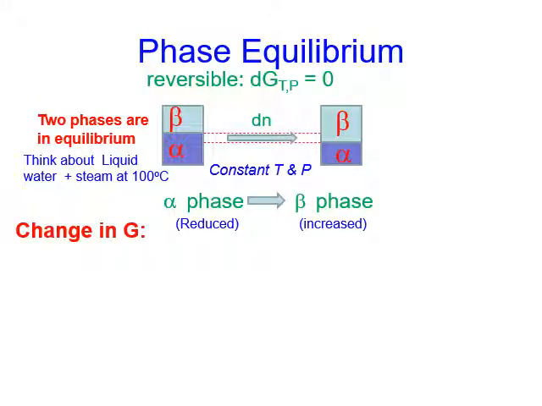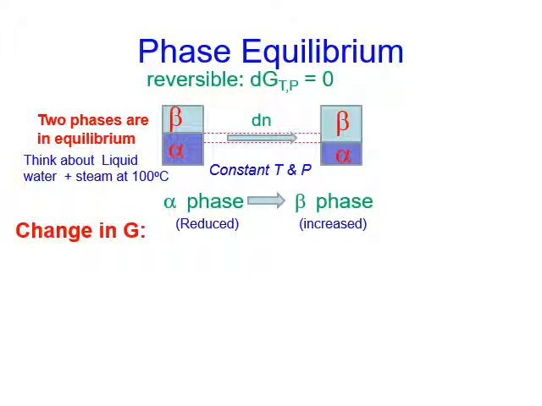In the last slide, we showed that if there is a spontaneous phase transition, the phase transition always goes from high chemical potential phase to a lower chemical potential phase. What if two phases are in equilibrium? So in this case, alpha, beta in equilibrium.